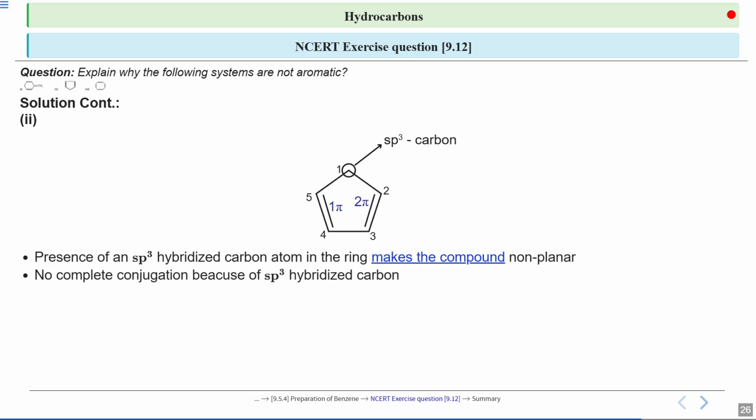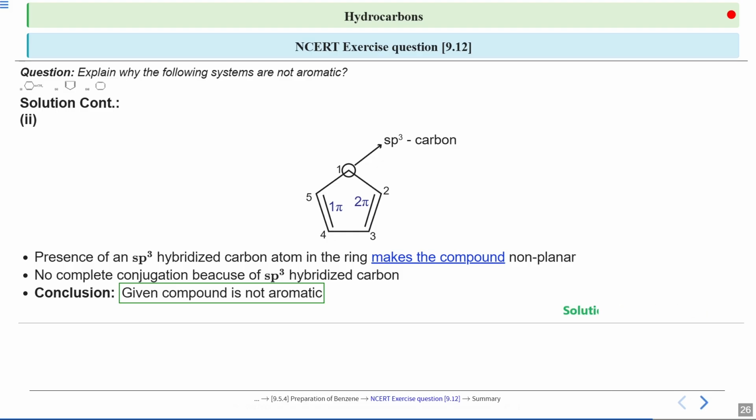Next, due to this sp3 hybridized carbon, the electrons in the ring cannot move freely around the entire structure. This means that there is no complete conjugation. Conjugation is when p orbitals overlap continuously around the ring, allowing the electrons to delocalize. Without this, the compound cannot be aromatic. After that, we can finally sum up. The key reason for the compound to be non-aromatic is that it has a sp3 hybridized carbon, which breaks both planarity and conjugation at the same time. So the given compound does not meet the criteria for aromaticity. Remember, for a compound to be aromatic, it must be cyclic, planar, fully conjugated, and must follow Huckel's rule.